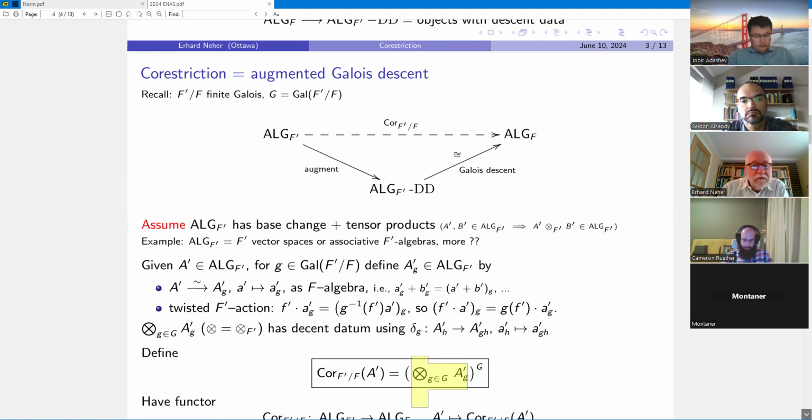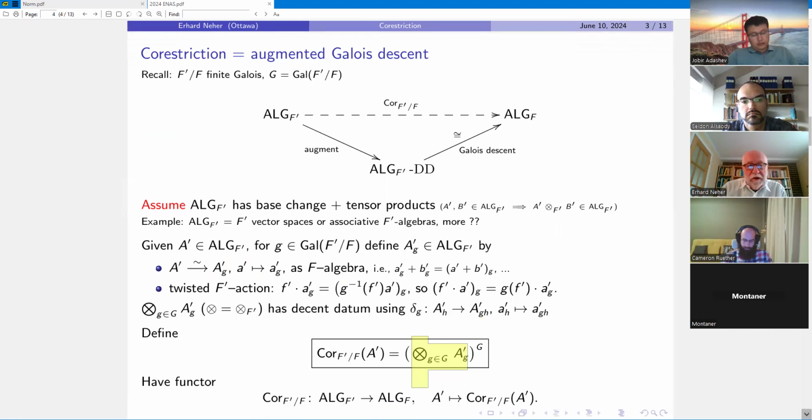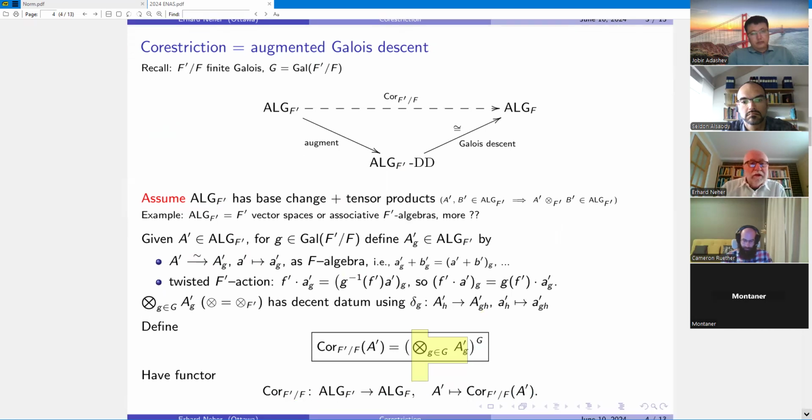And it's easily seen that it not only goes on the objects in our category, but it's in fact a functor, which preserves the natural morphisms. So we have a functor from the category Alg F prime to the category Alg F, mapping A prime to the corestriction of A prime.